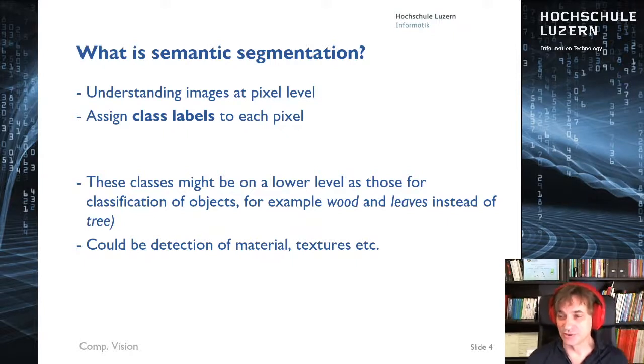So maybe we would not look for a tree at pixel level because this is difficult to find, and you need a larger neighborhood to see if the image actually contains a tree. But we could, for example, identify wood texture in the image, or we could identify leaves, and then in a subsequent step that would help us to identify the tree. We will see some examples. This pixel-level segmentation could be something like material detection or texture detection, or also in medical applications, some detection, for example, on the skin.